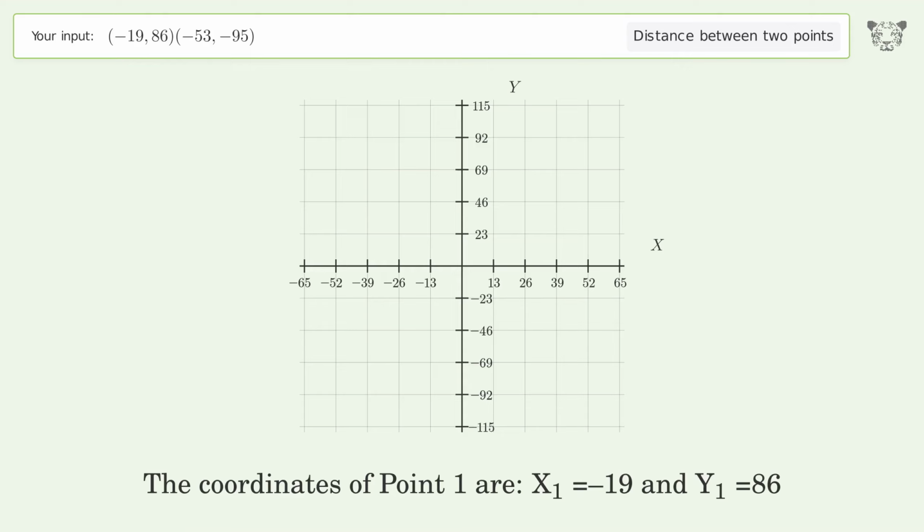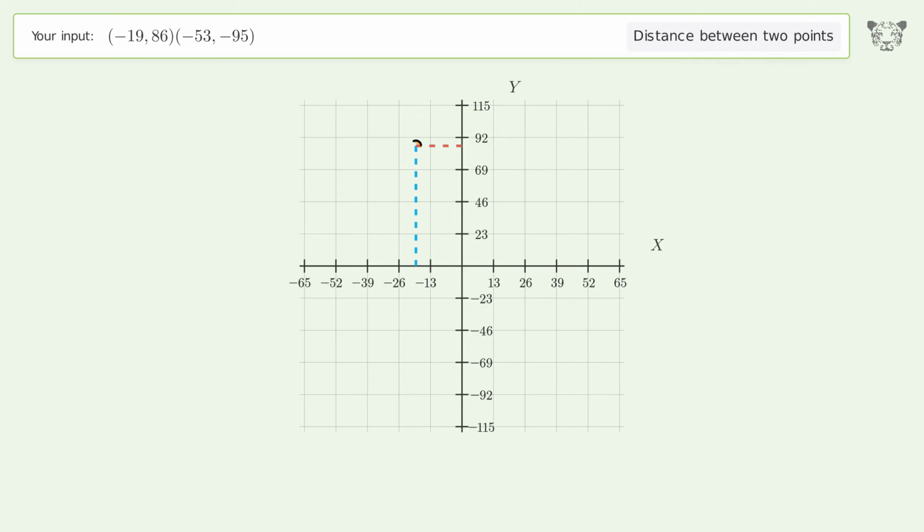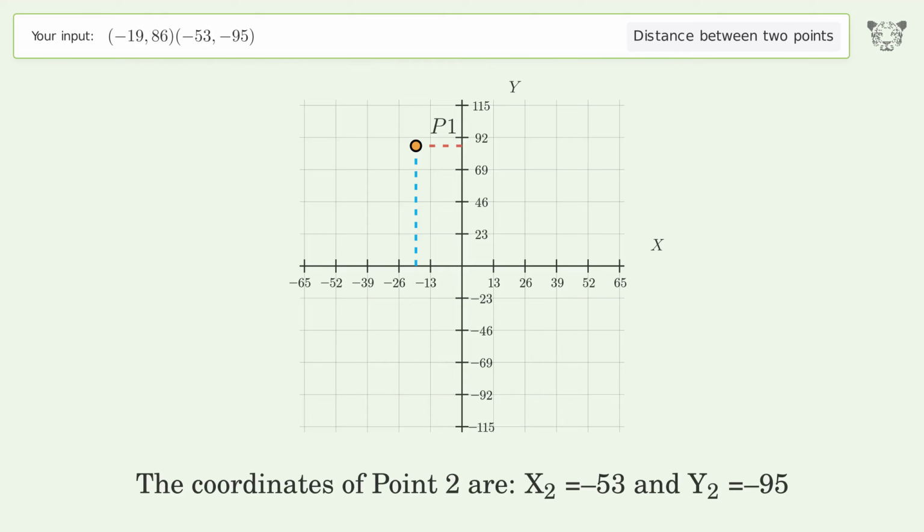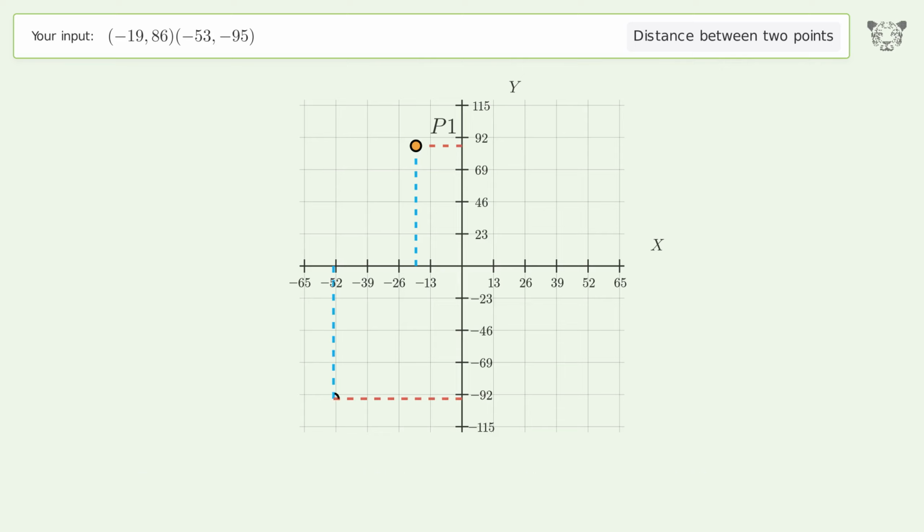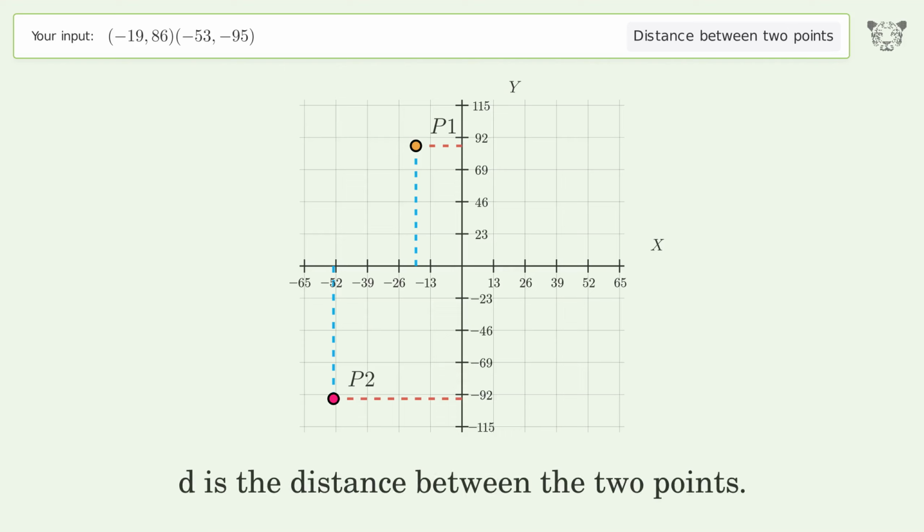The coordinates of point 1 are, x1 equals -19 and y1 equals 86. The coordinates of point 2 are, x2 equals -53 and y2 equals -95. D is the distance between the 2 points.